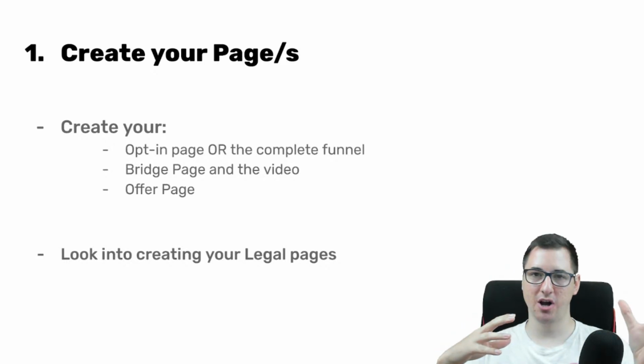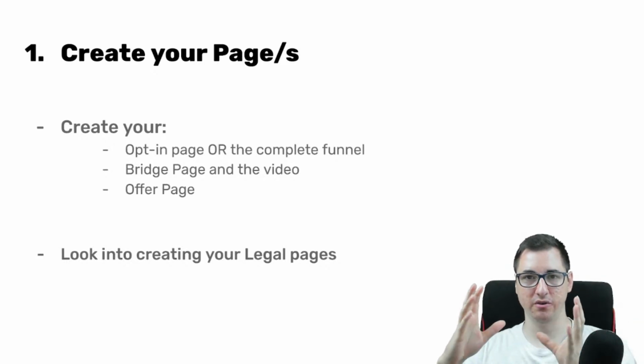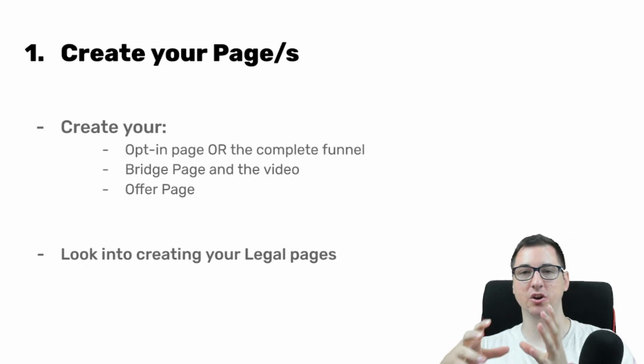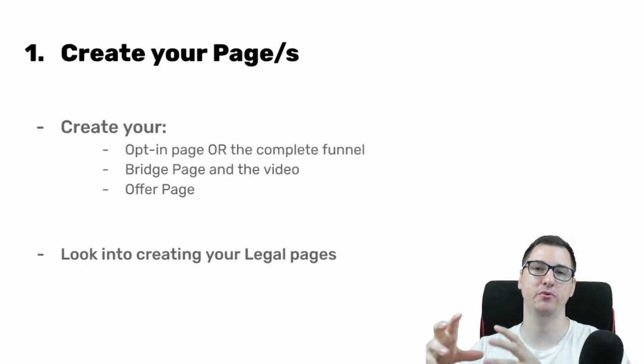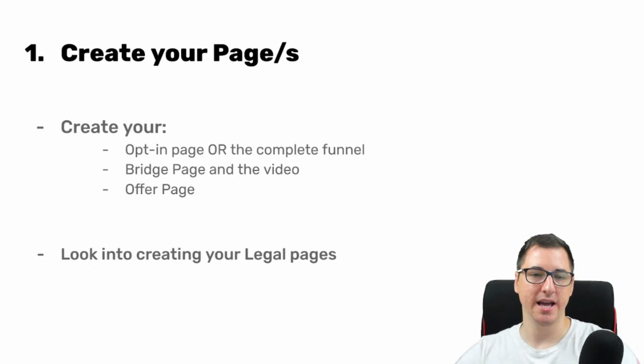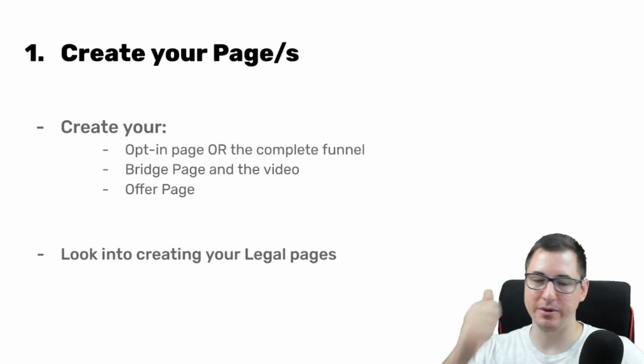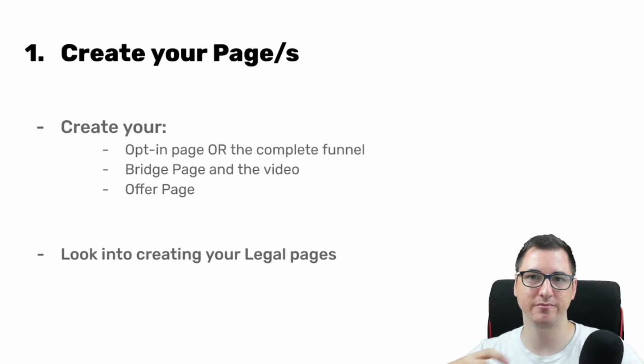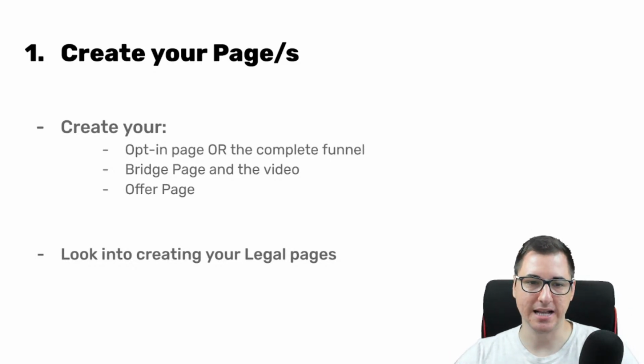So what I would do is an opt-in page with a bridge page for a free sign up, and then an offer page for the paid upgrades, because there I would be mentioning all my bonuses that I created, and it would be looking better. It would be just a better converting page, I believe. So that's the task. Look into creating your legal pages as well.